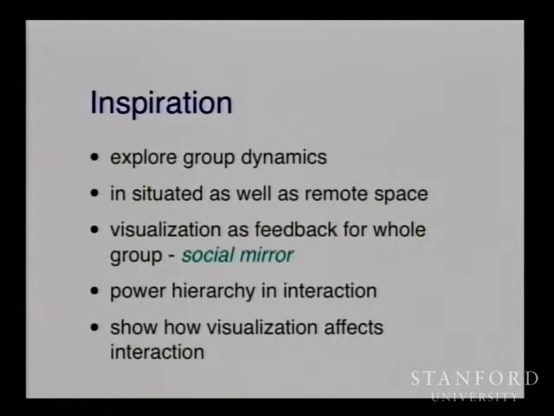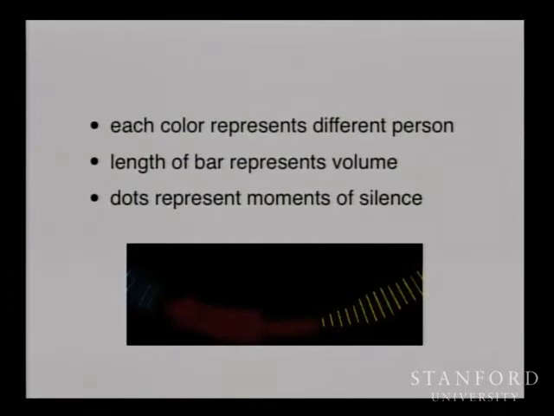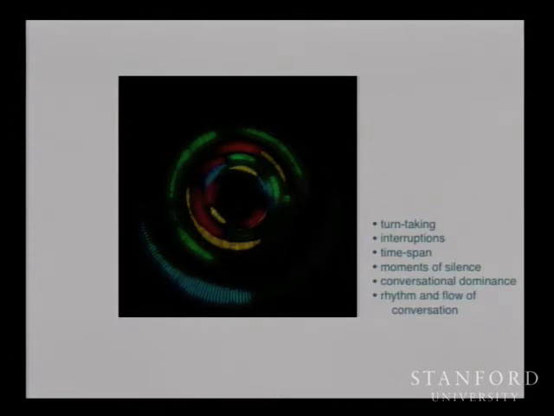We wanted visualization of the whole group all the time. So in a sense, this is our social mirror. We also wanted to explore power hierarchy in interaction, and show how visualization affects interaction. Very straightforward: each color is a different person. They have microphones on them. The length of the bar represents volume, and dots represent moments of silence. So you can start seeing what a typical conversation is like.